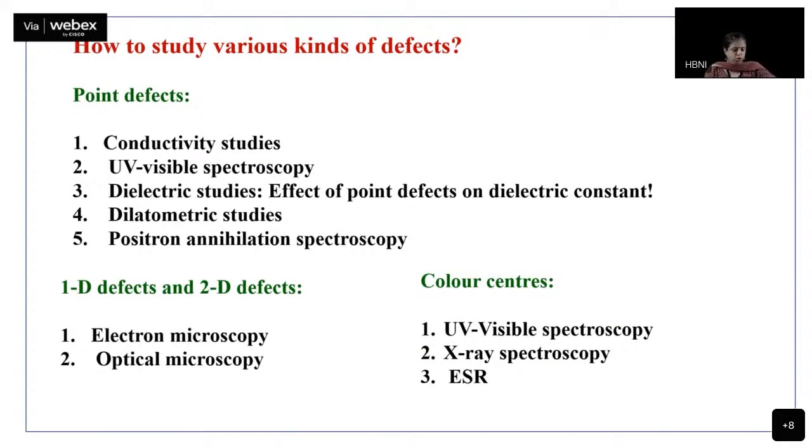And then how do we study various kinds of defects? We can study point defects by conductivity. Now this is one detailed topic, this thing probably will be able to cover it. But you can measure because they are ultimately vacancies or interstitials. They will aid in the conductivity. So that means if there is a change in the conductivity of the material, you will know that you have point defects. UV visible spectroscopy, we talked about the color centers.